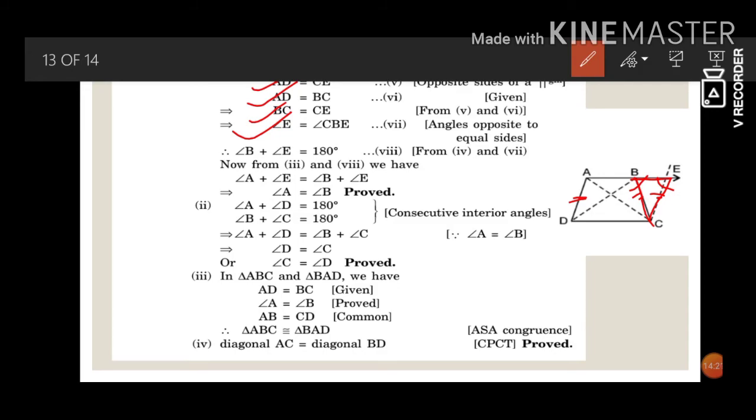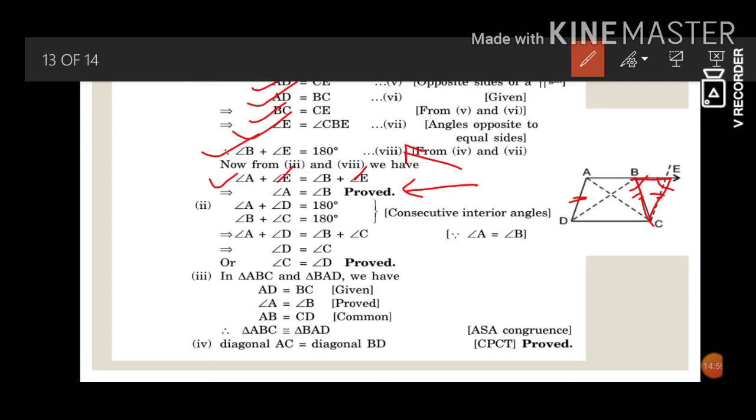Now we can write angle B plus angle E is equal to 180 degrees. From this equation and the equation in the previous slide, we have angle A plus angle E is equal to 180 degrees. That was our relation 3, and angle B plus angle E is equal to 180 degrees. So on both the sides, the E gets cancelled and we get angle A is equal to angle B. So our first subpart is proved.